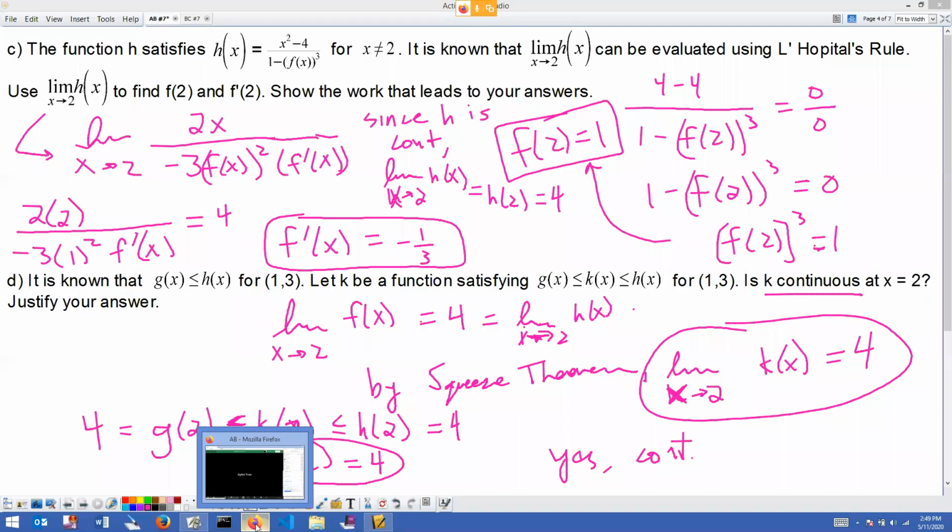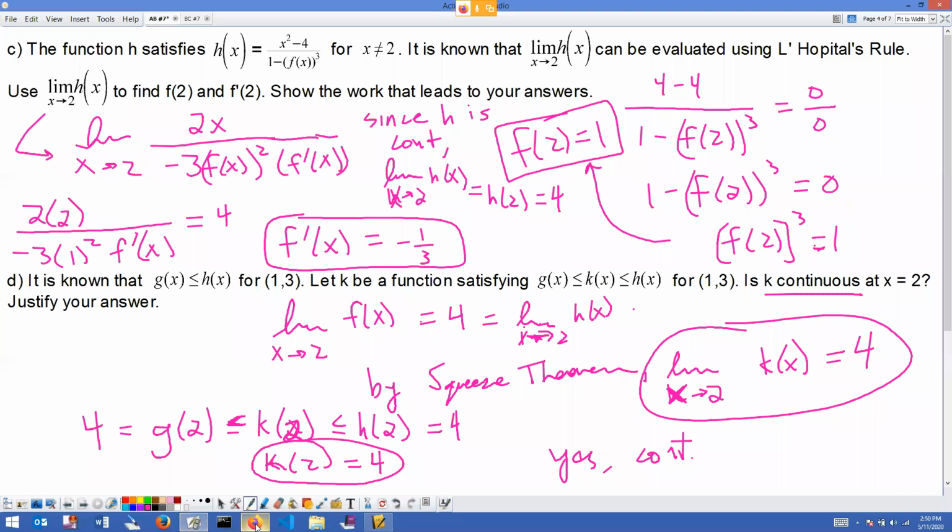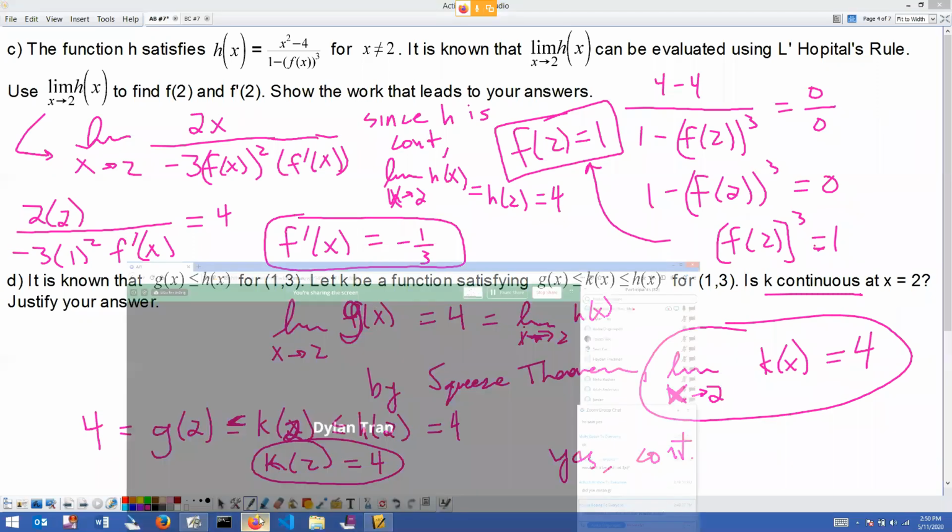Did I say f? Oh, sorry. Limit as x approaches 2 of g of x. Yeah. Sorry, not f of x, g of x. There's too many letters in this one.